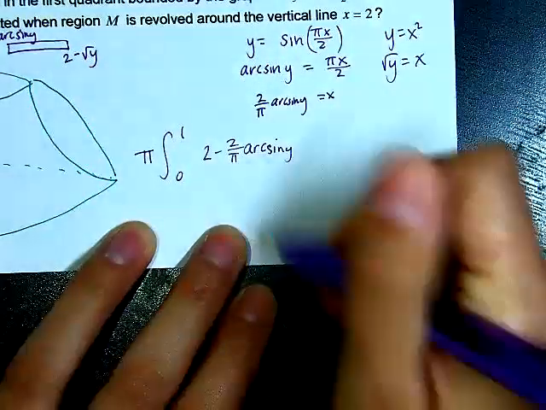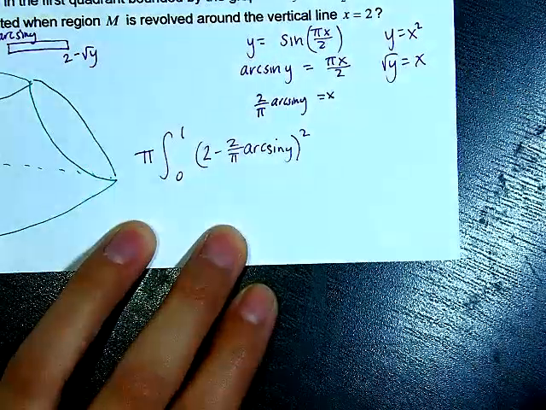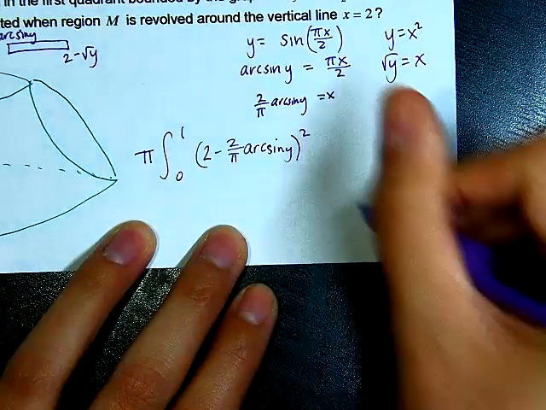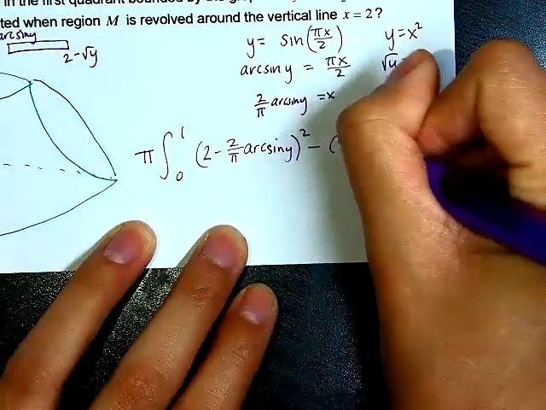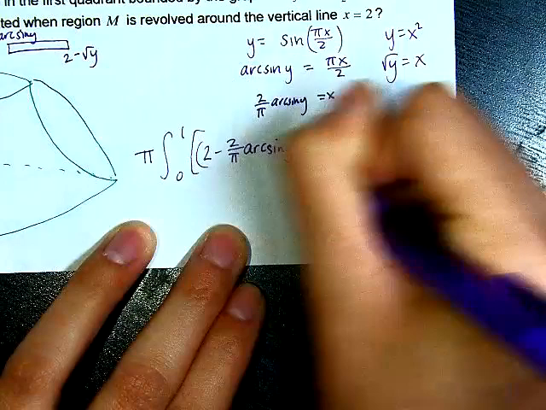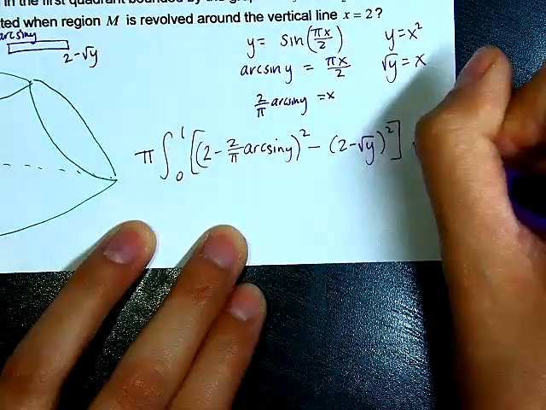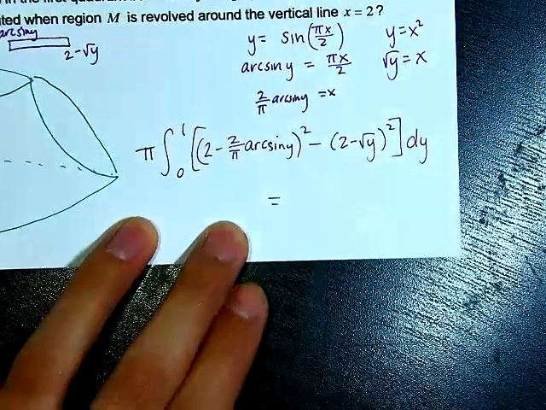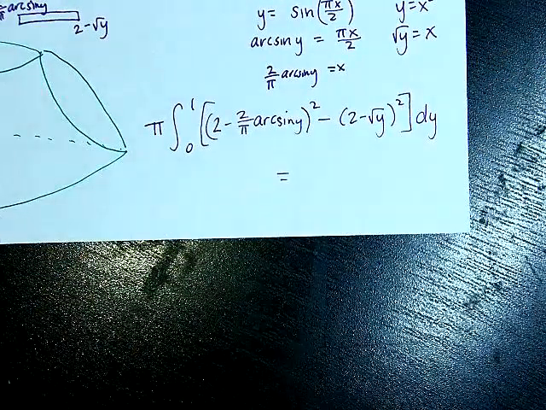Go ahead and write your outside radius. That needs to be squared, minus your inside radius. That needs to be squared. Go ahead and put that in big brackets to show that that is my integrand, and I'm integrating with respect to y. If you want a little refresher on how to plug into your graphing calculator.